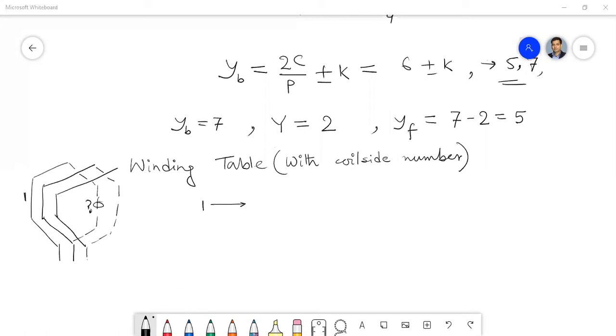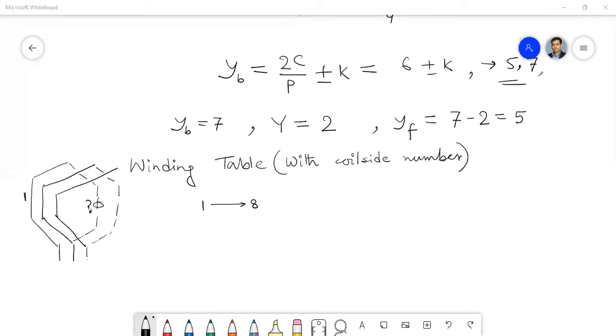Back pitch is 7, so 1 + 7 will be 8, will it be like that? So you should answer that. You should not ask me. Okay, so you are saying that it will be 8. Yes, 1 + 7, because back pitch is 7, so it will be 8. Correct.